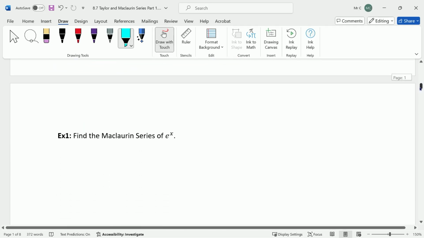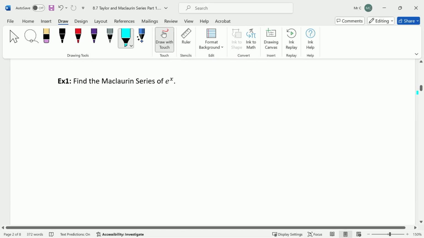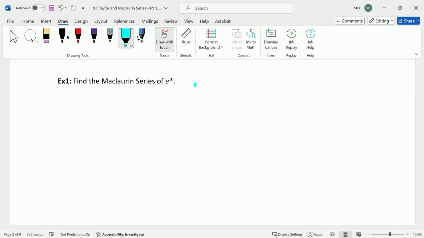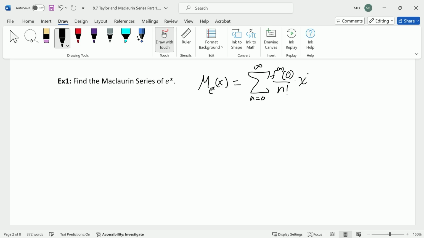Okay, so let's start by finding the Maclaurin series of e to the x. So the Maclaurin series for e to the x is the sum from n equals 0 to infinity of the nth derivative of the function e to the x at 0 divided by n factorial times x to the nth power.